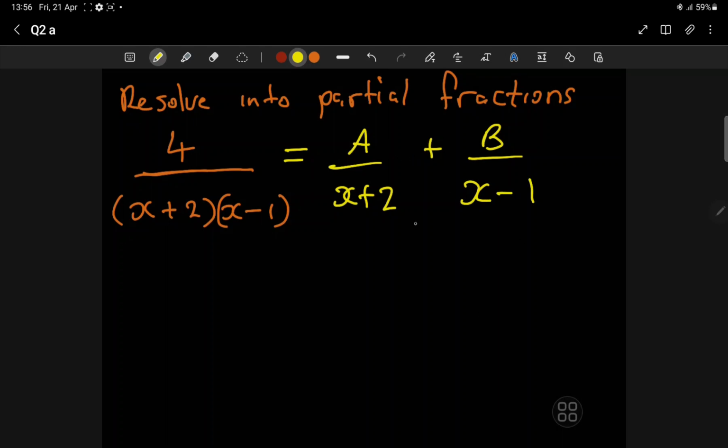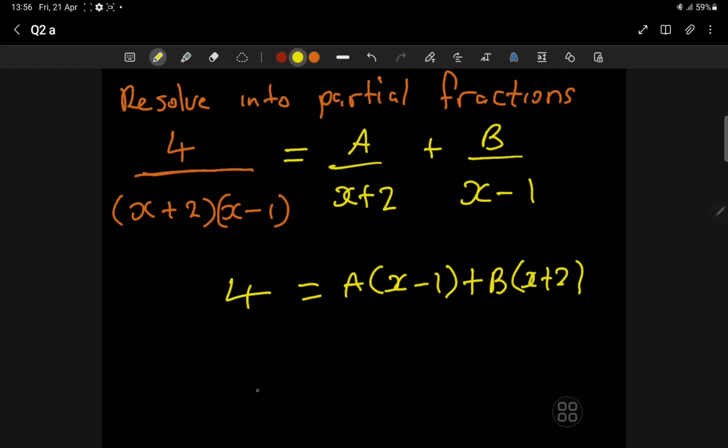Then from here, when we multiply by the common denominator, we'll have a multiplying x minus 1, and then b will multiply x plus 2. Then we equate this with the numerator, which is 4. Then we can expand that. We'll have 4 is equal to ax minus a, the first expansion, plus, when b multiplies inside, bx plus 2b.